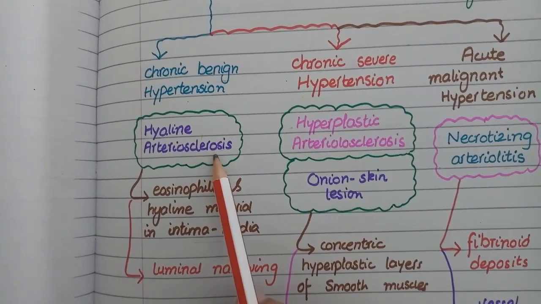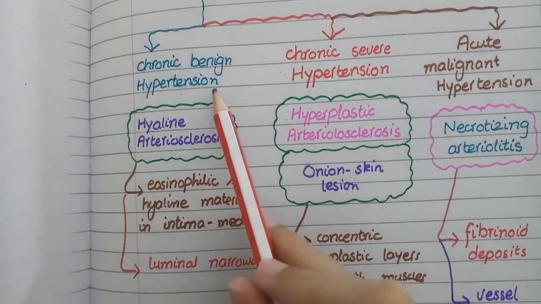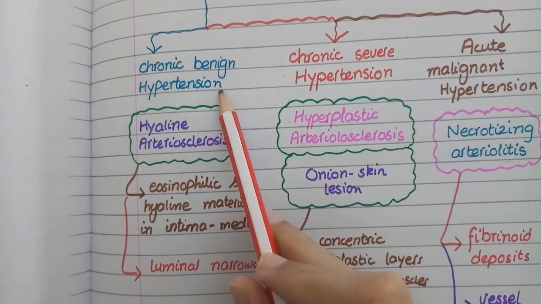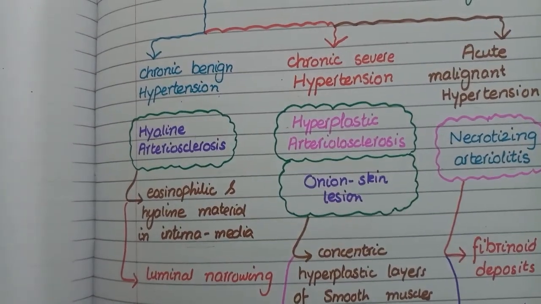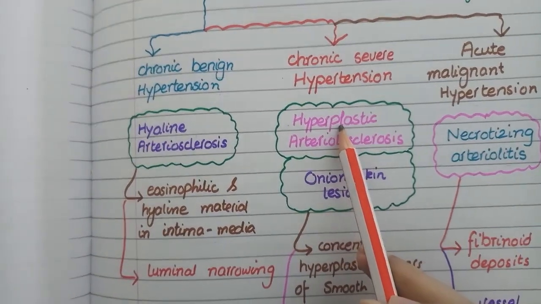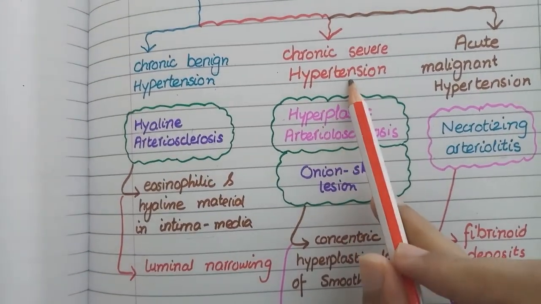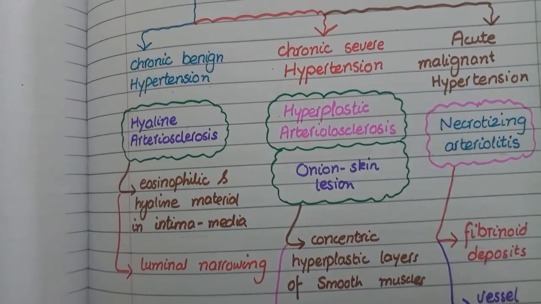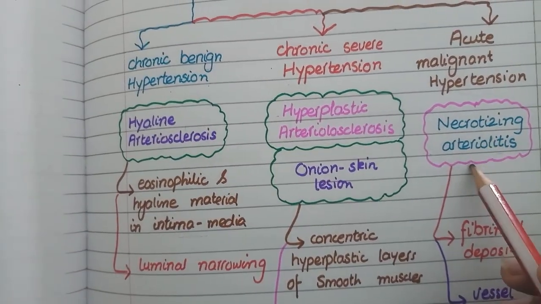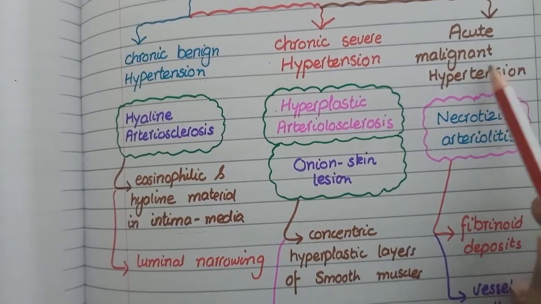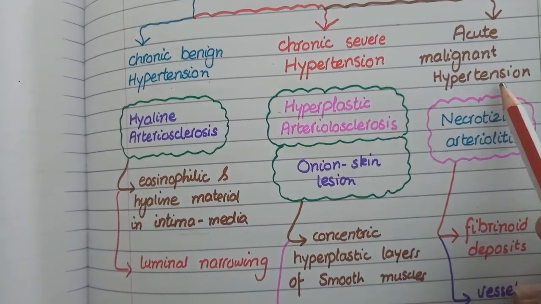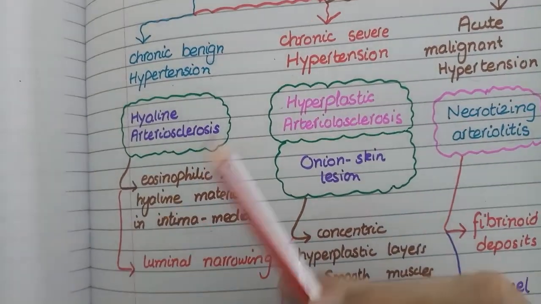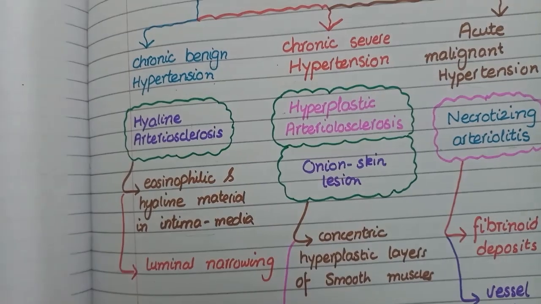These three subtypes are hyaline arteriolosclerosis, which occurs in chronic benign hypertension, that is generally mild hypertension. The second is hyperplastic arteriolosclerosis, which occurs in chronic severe hypertension. And the third is fibrinoid necrosis or necrotizing arteriolitis, which occurs in acute malignant hypertension. So let's start with hyaline arteriolosclerosis.